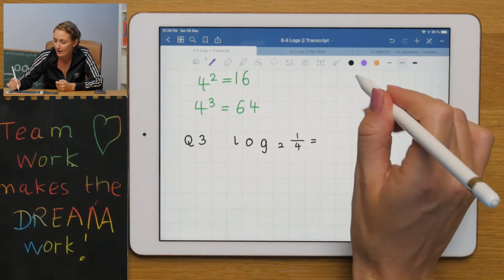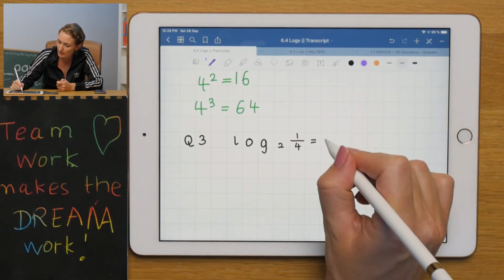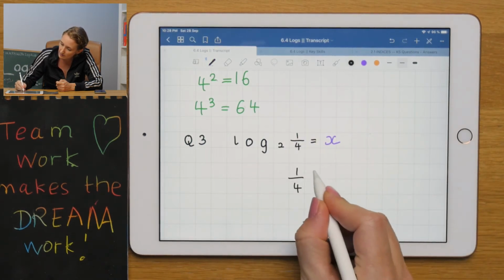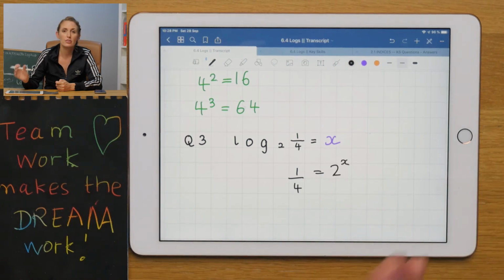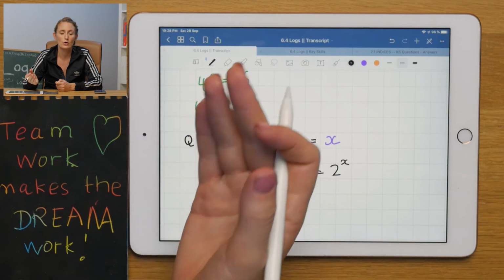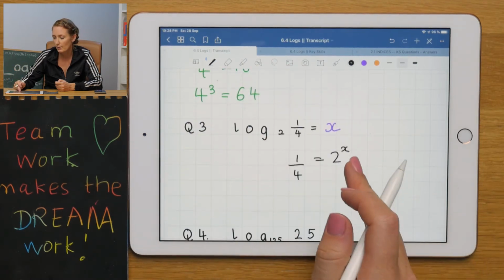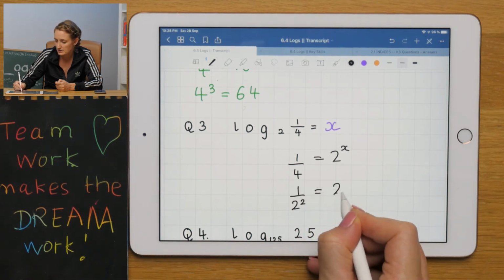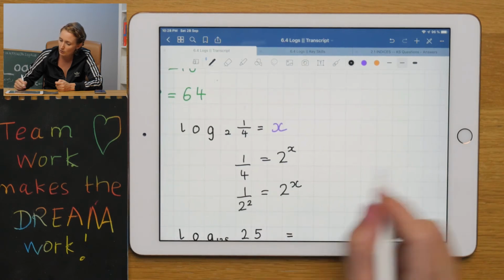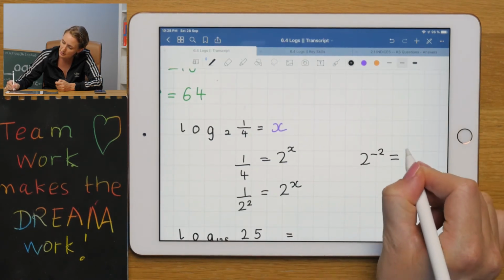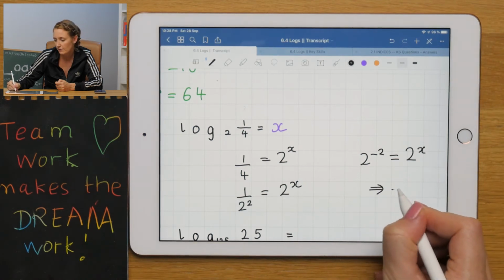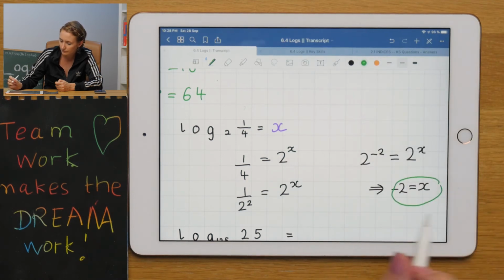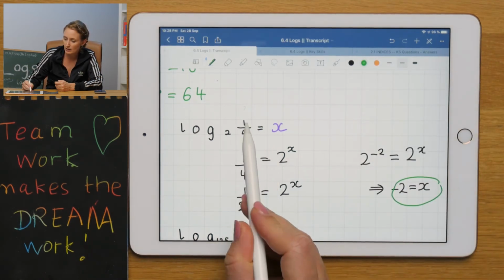I always remembered that. Now let's try that same approach here. Why don't we call this x? So we can say a quarter is equal to 2 to the power x. Now this is exactly why I've told you to go back and recap indices before you do these types of questions. We need to think about our rules for indices here. So 4 is 2 squared, so that's 2 to the x. And because it's 1 over, we can change that to 2 to the -2 is equal to 2 to the x. Therefore, -2 is equal to x.